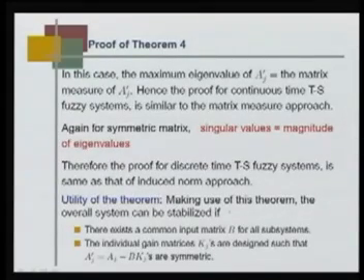Utility of the theorem: making use of this theorem, the overall system can be stabilized if there exists a common input matrix B for all subsystems and the individual gain matrices K j are designed such that A j s equal to A j minus B K j are symmetric.